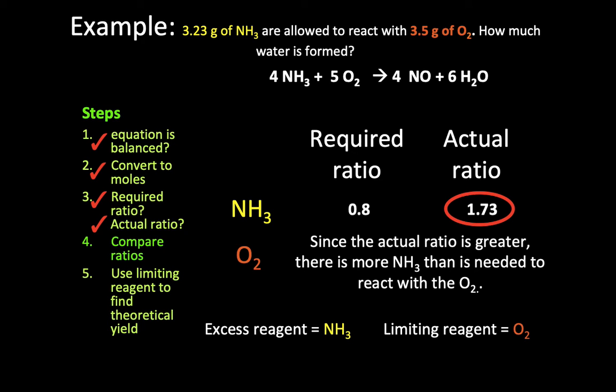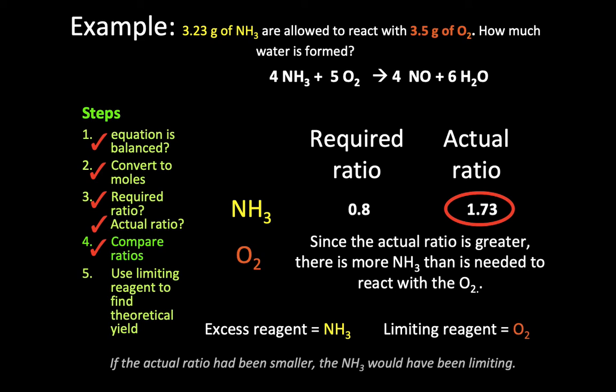In this case, we didn't. Since the number on top was greater and our number on top was ammonia, that meant that the ammonia was the excess reagent. If our value had been less than 0.8, then that would have flipped it. And so that would mean that we didn't have enough ammonia to react with how much oxygen there was. And so we would flip them, and the limiting agent would have then been ammonia and the excess one oxygen.